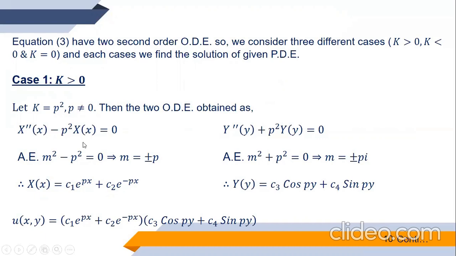This is a second order ODE, so the auxiliary equation is m² - p² = 0. So m = ±p. That means real and different roots. So we write X(x) = c1 e^(px) + c2 e^(-px).